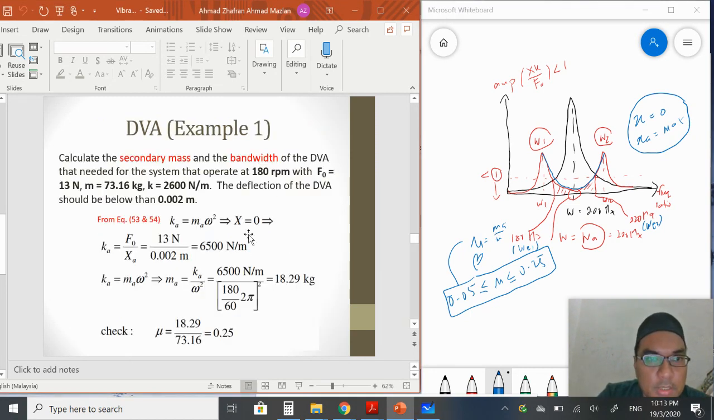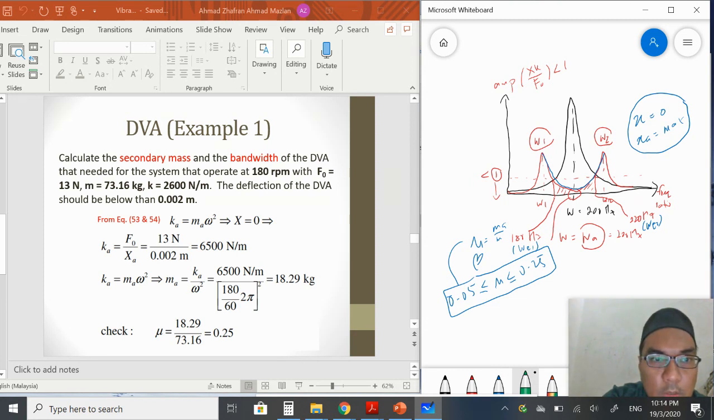Okay, so this is the example of how you can design your DVA. Calculate the secondary mass, meaning that you need to know your MA, what is your MA, and the bandwidth of the DVA, omega E1 and omega E2, needed for the system that operates at 800 RPM. Sorry, 180 RPM.